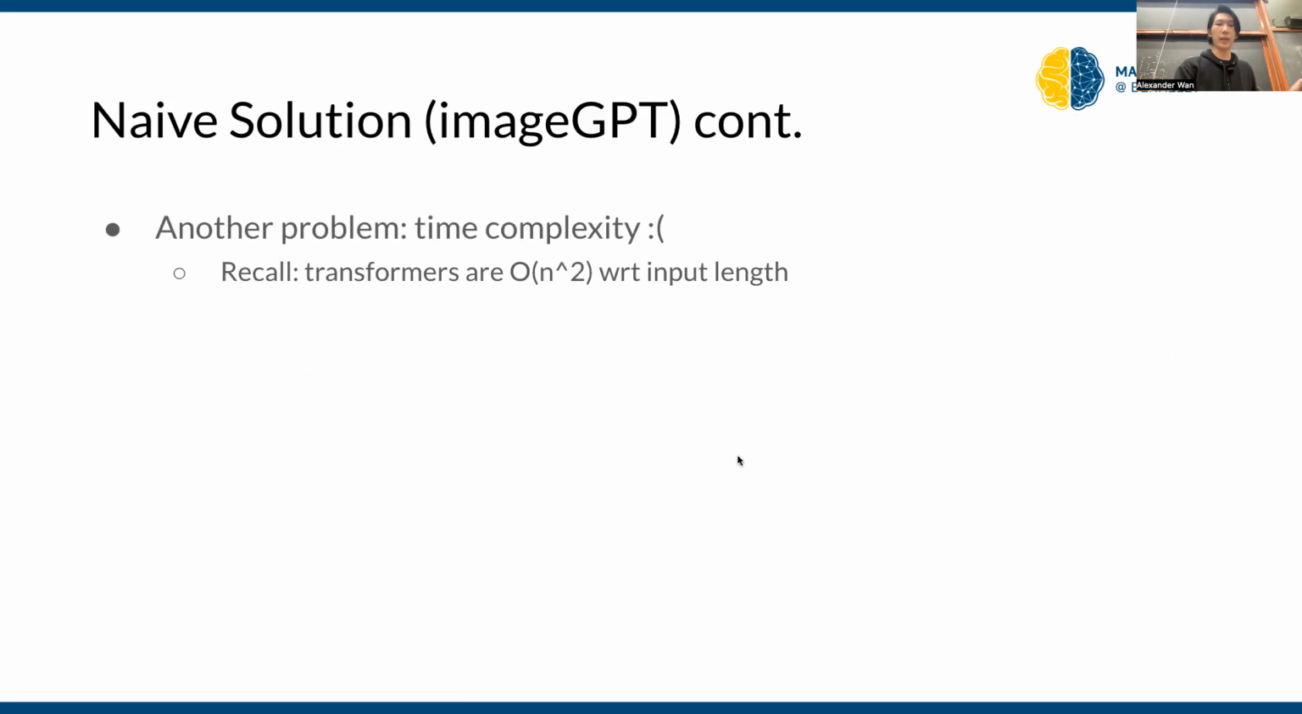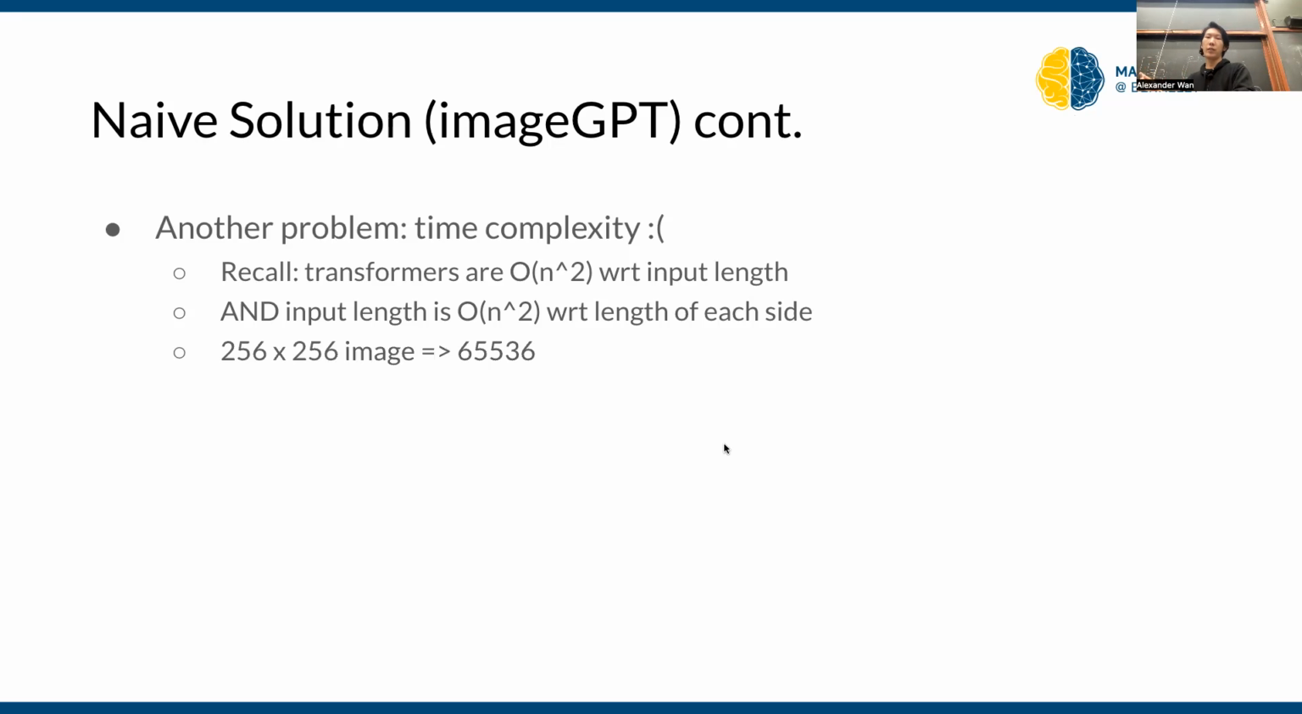Another problem is time complexity. Recall that transformers are n squared with respect to input length, and input length is n squared with respect to the length of each side of the image. So if you have a tiny 256 by 256 image, that's an input length of 65,000. That's way too much. For perspective, the maximum input length of BERT, another transformer-based language model, is only 512. I think the max I've seen is around 2,000. So 65,000 is way too much.